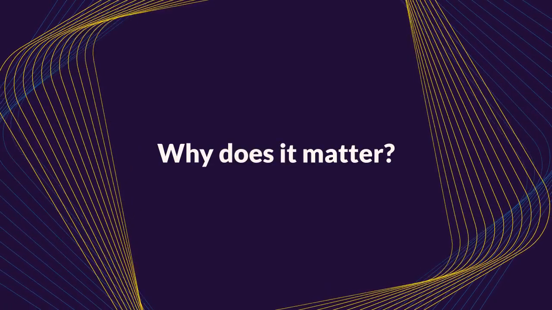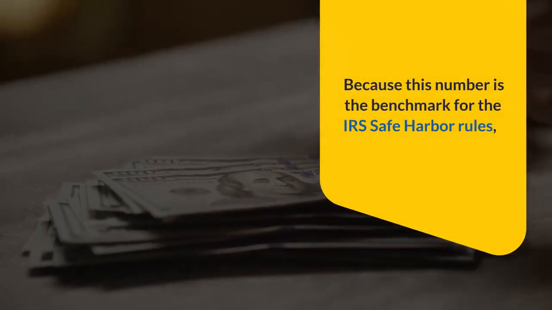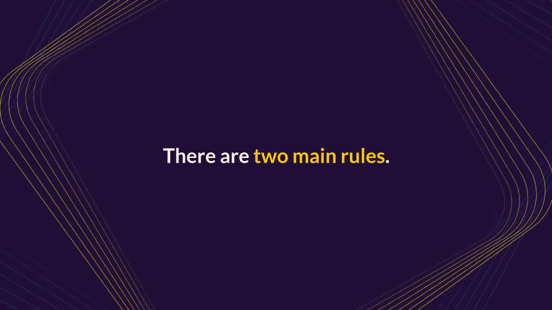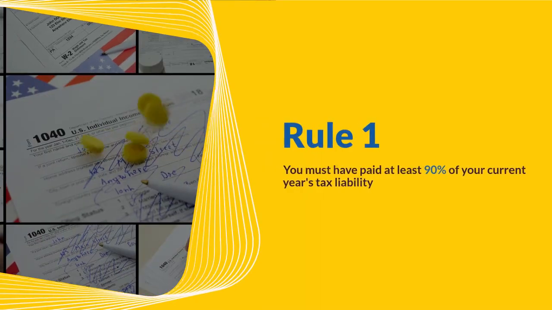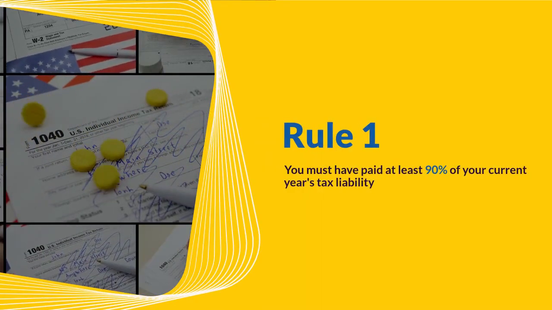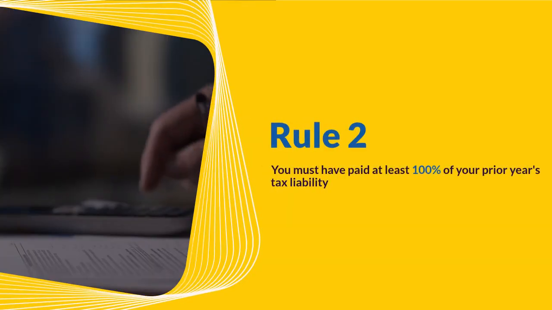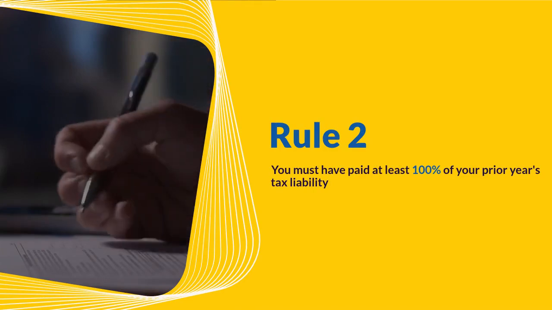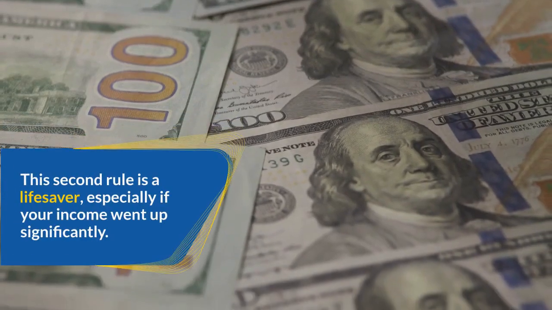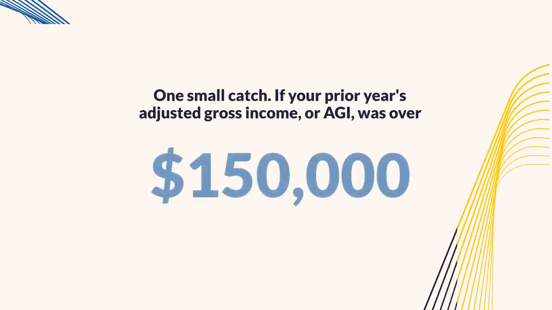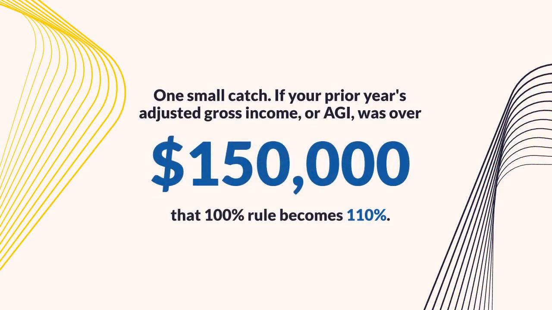Why does it matter? Because this number is the benchmark for the IRS safe harbor rules, which are your ticket to avoiding the penalty. There are two main rules. Rule 1, you must have paid at least 90% of your current year's tax liability, which is the number we've just defined. Rule 2, you must have paid at least 100% of your prior year's tax liability. This second rule is a lifesaver, especially if your income went up significantly. One small catch: if your prior year's adjusted gross income, or AGI, was over $150,000, that 100% rule becomes 110%.